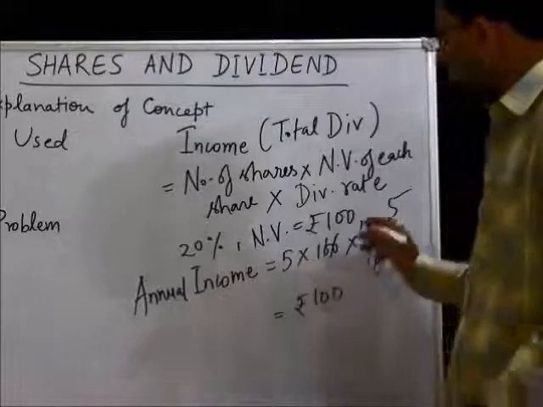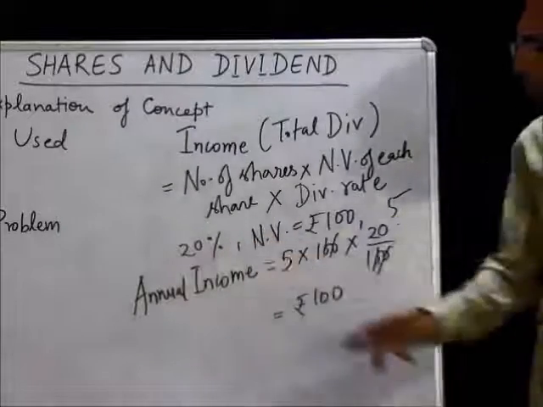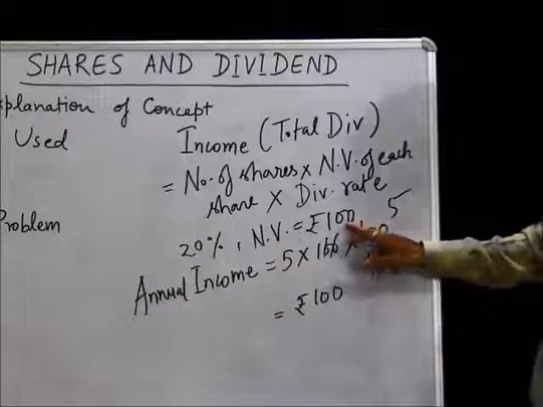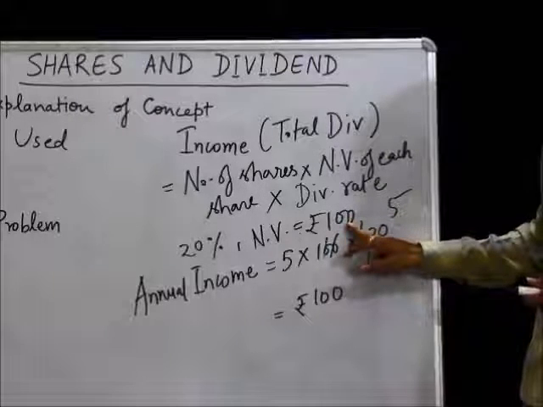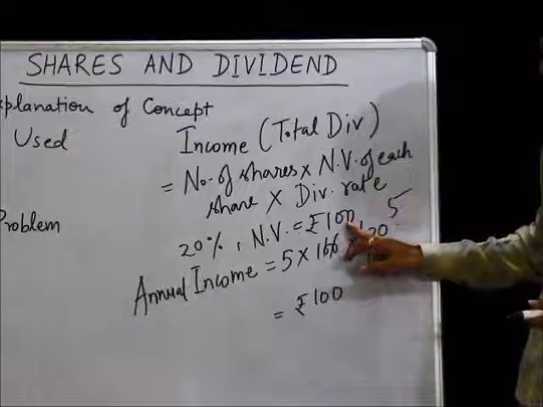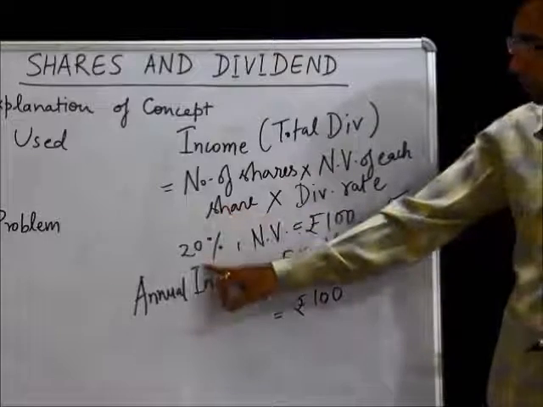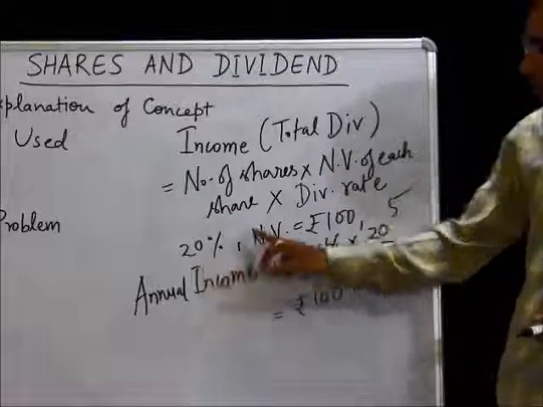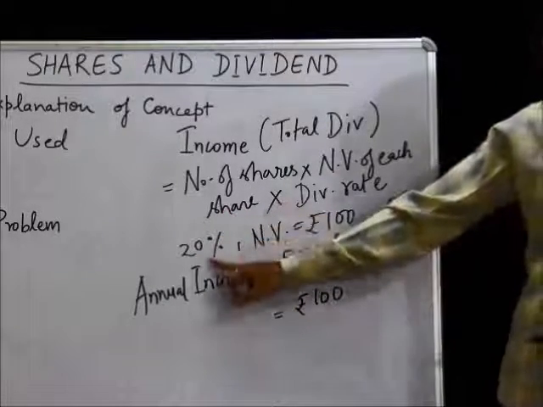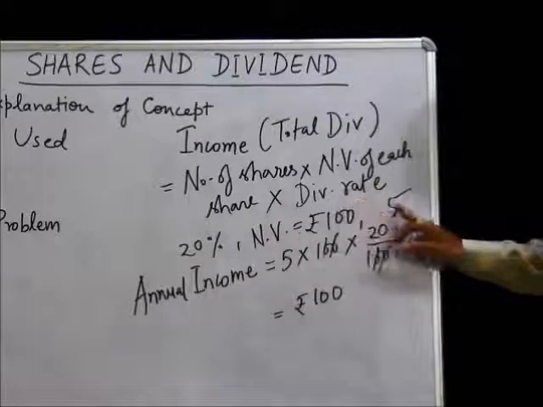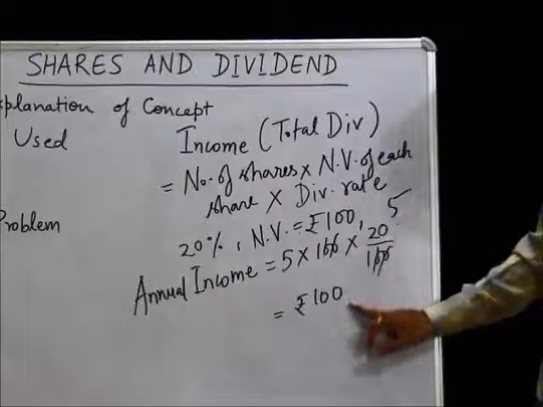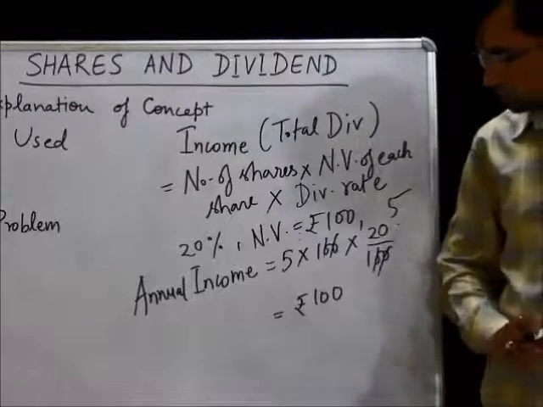You can easily understand this as a concept of percentage also, because if nominal value is 100, this nominal value is for each share. So each share is having nominal value 100 and 20% of 100 is 20 rupees. So he will get back 20 rupees from one share, and therefore from 5 shares he will get back 100 rupees. So in this case annual income is going to be 100 rupees.